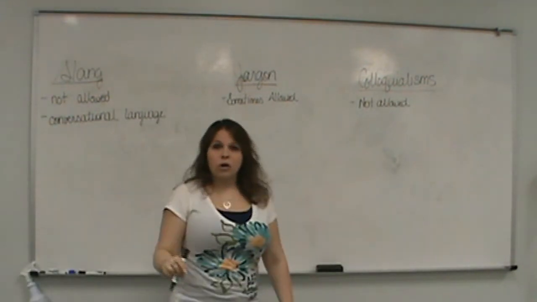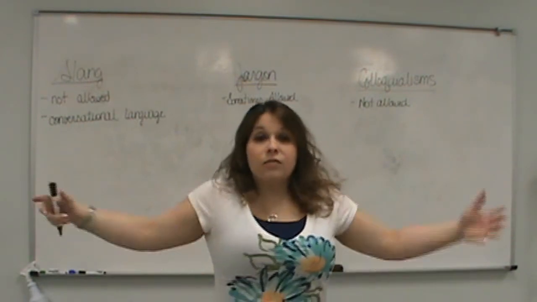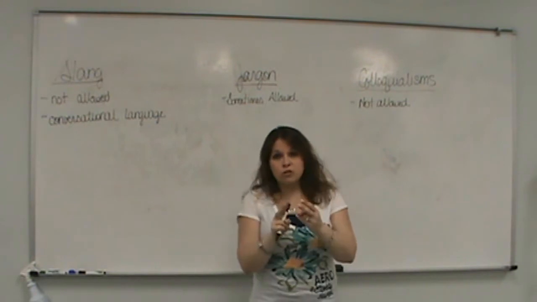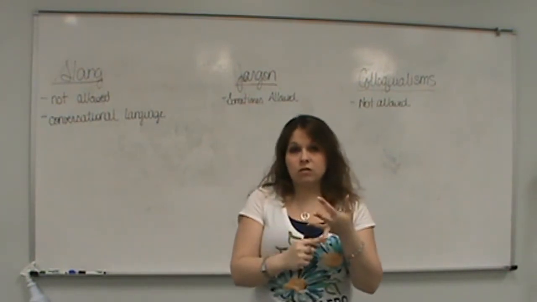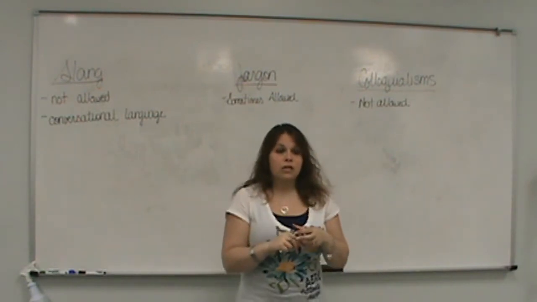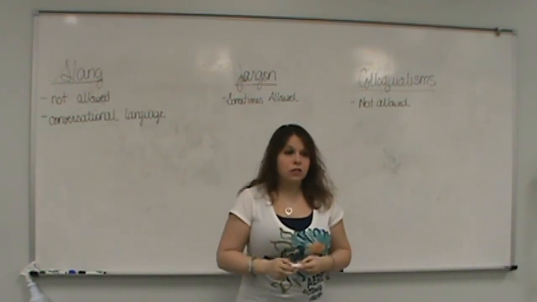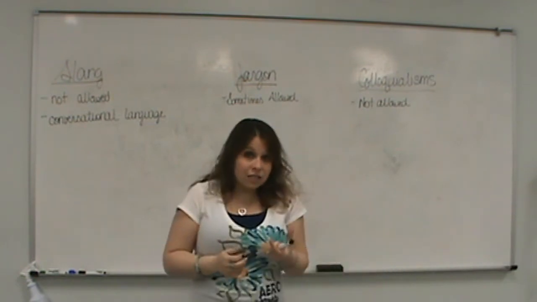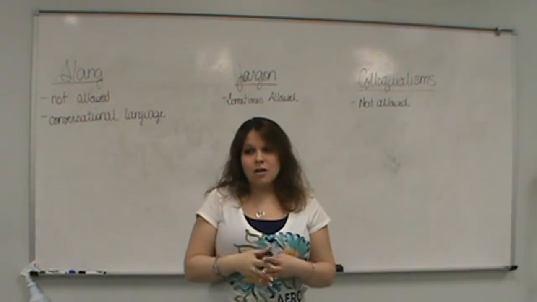So 95% of words, a vast majority of words, have two different definitions. One is called a connotation and one is called a denotation. A denotation of the word is the dictionary definition of the word. A connotation is how society defines the word. So the connotation and slang are essentially the same things.